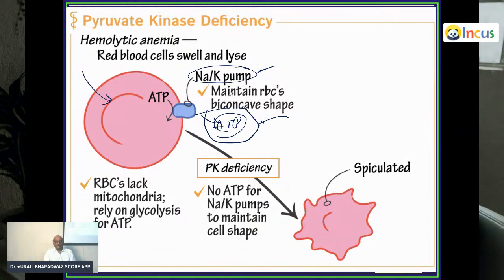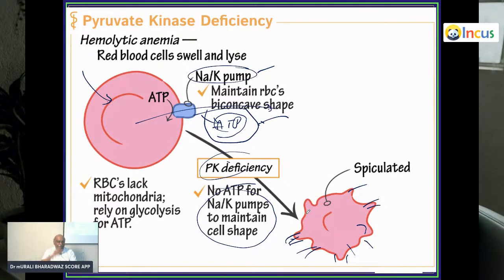So that's no problem. So then what will happen? No ATP. It can't pump out the sodium potassium, and that will cause the shape to become altered, and that leads to a lot of spicules to form.